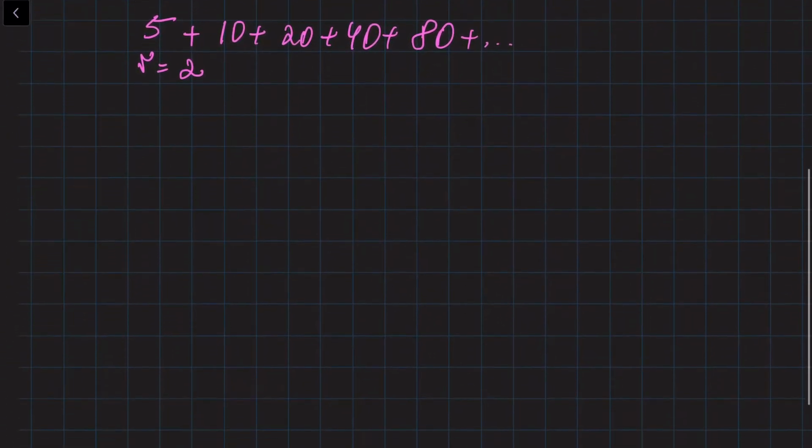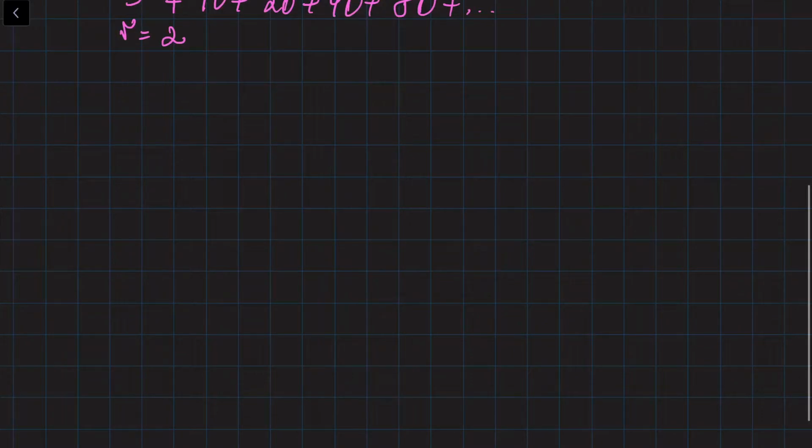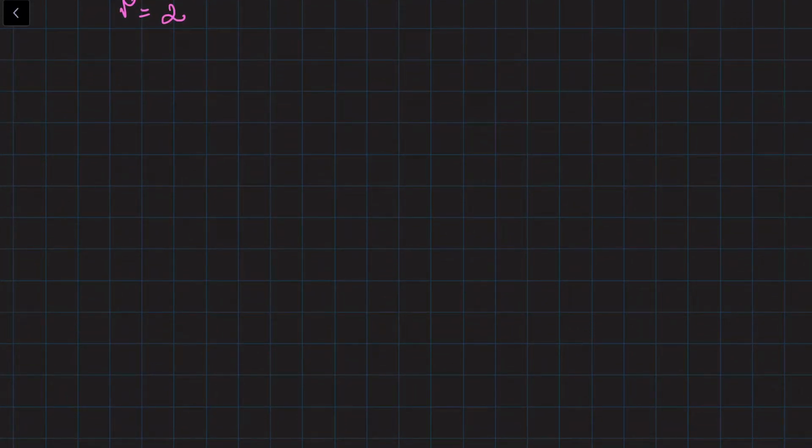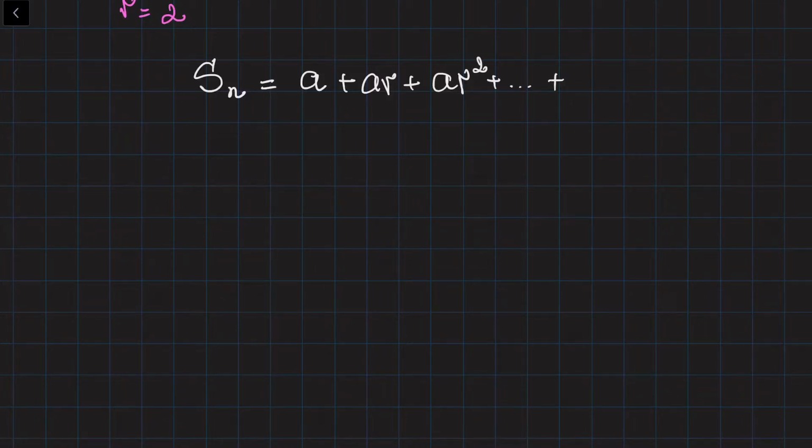In order to do this, we are going to derive the formula for the sum of a geometric series. We introduce the partial sum, which is the sum of the first n terms of a geometric series. The first term is a, the next term is a times r, the next is a times r squared, plus and so on, and the nth term is a times r to the power of n minus 1.